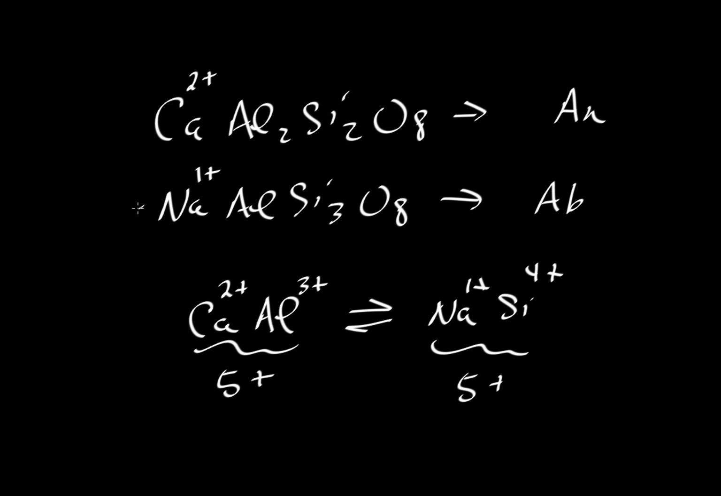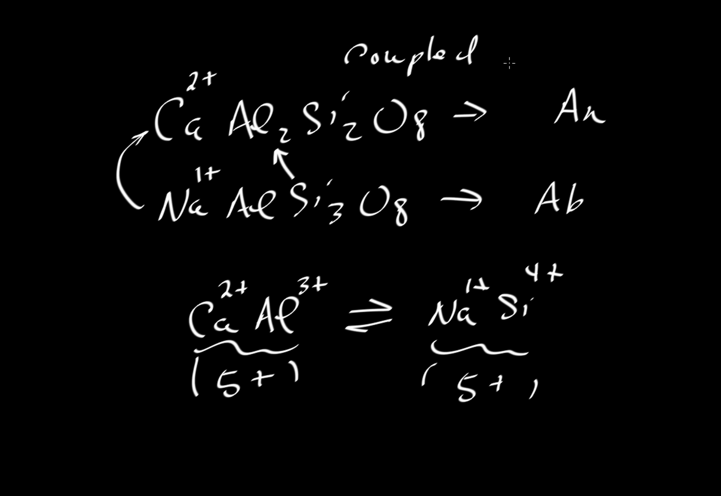So if we're going to put sodium into the calcium slot, we also need to add some silicons. So instead of 2 silicons, we'll have 3, and we'll pull out one of the aluminums and put a silicon into a site that would normally be occupied by an aluminum. And again, that allows us to maintain charge balance. So this is what coupled substitutions are about.